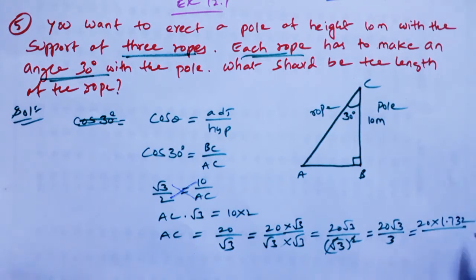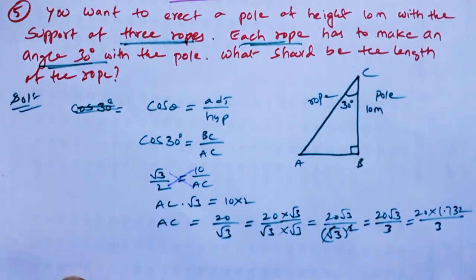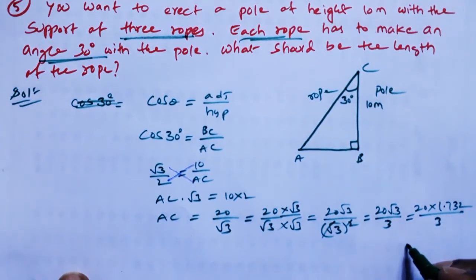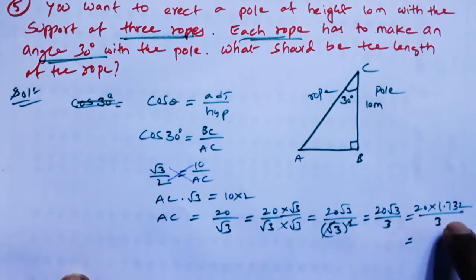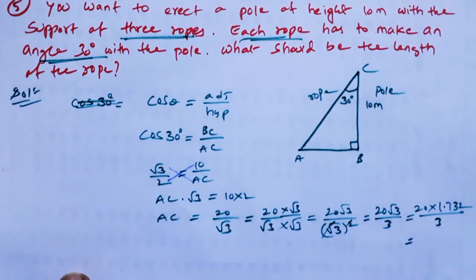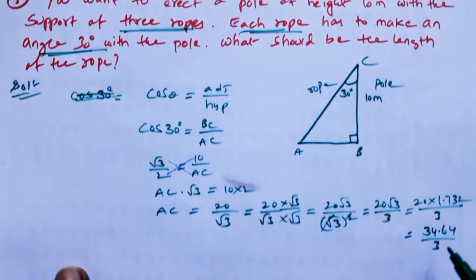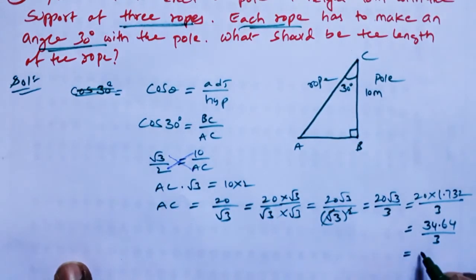Root 3 is 1.732, so 20 into 1.732 by 3. Next, 20 into 1.732 we have to multiply. We will get the answer 34.64 by 3. So if you simplify this, the answer will be 11.55 meters. That's it.